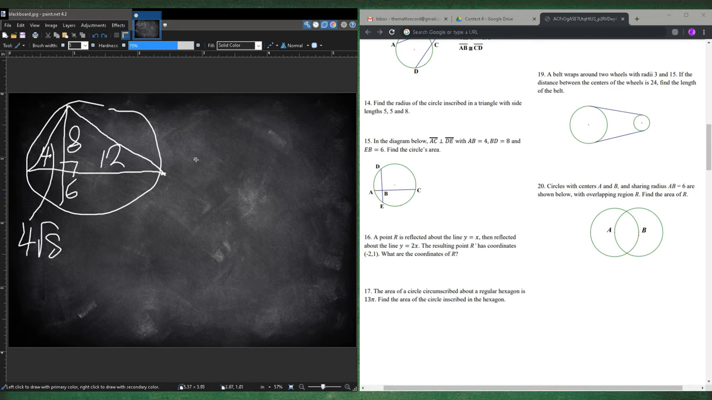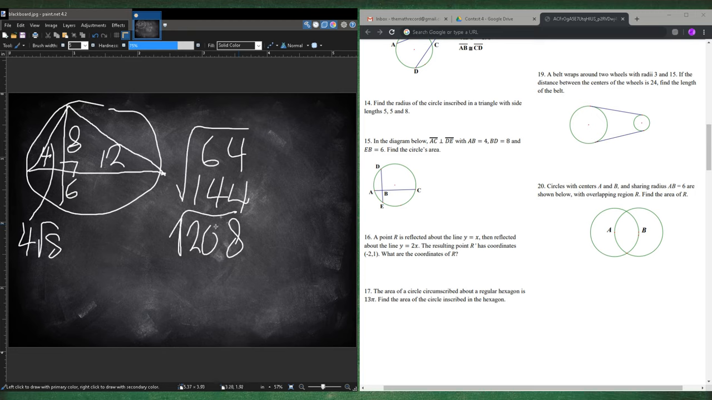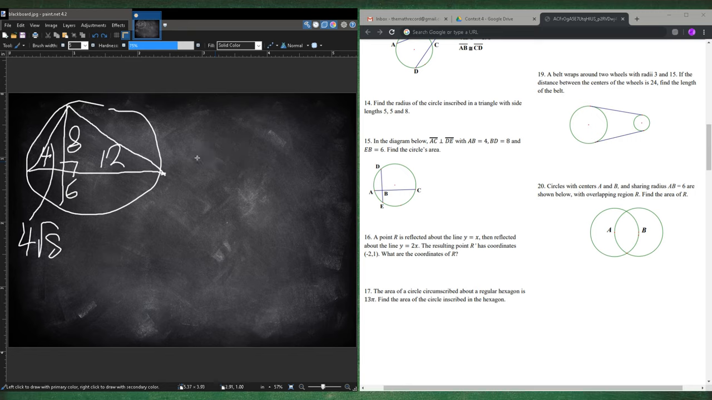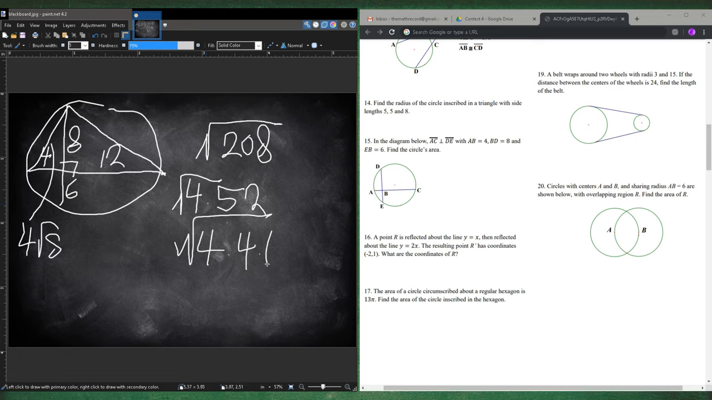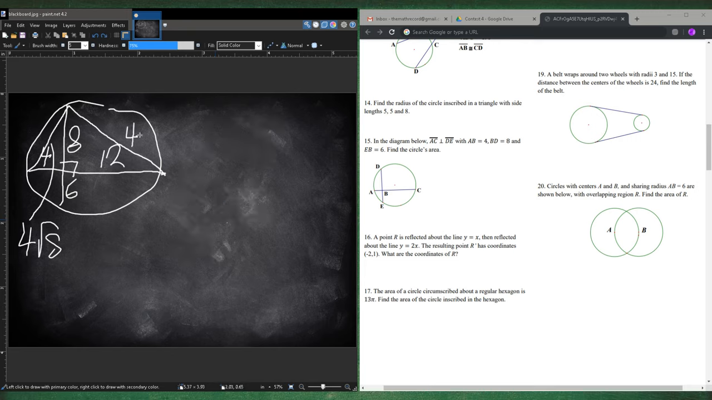And you have 8 squared plus 12 squared. 8 squared is 64, 12 squared is 144. So this is 208. Then we have square root 208, basically the entire thing. Square root 208 factors out: you could divide a 4 out, so you have square root 4 times square root 52. And then you could take another 4 out, and that gets 13. So it's 4 square root 13. So this side length is 4 square root 13. And this side length is just 4 plus 12, which is 16.